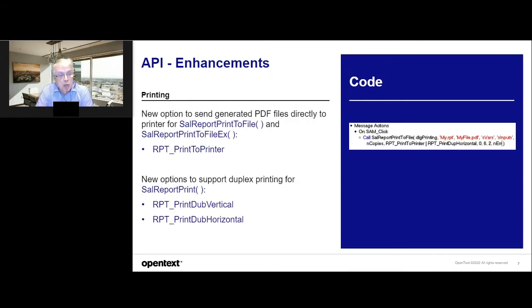Printing enhancements. For printing, we now have the possibility to send generated PDF files directly to the printer for SalReportPrintToFile and SalReportPrintToFileX. We have a new system constant. That means you can add PRINT_TO_PRINTER. Inside the concatenation, you see on the right-hand side the code again. You have the possibility to pass in PRINT_TO_PRINTER. Also, the new values PRINT_DUPLEX_HORIZONTAL or duplex vertical. So you can pass in information for duplex printing. If the printer doesn't support duplex printing, it is ignored.